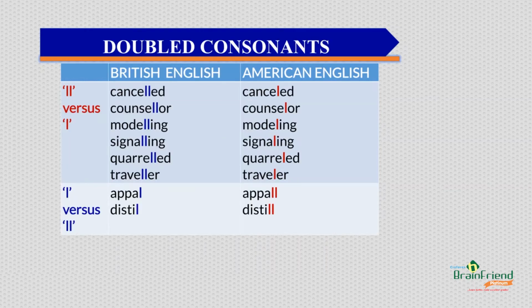Next, we have the doubled consonants. For the British English, words like cancelled, counselor, modeling, signaling, quarreled, and traveler are spelled with the double letter L, while for the American English, they are spelled with the single letter L. Also, for doubled consonants, words like appall and distill for British English are spelled with the single letter L, while for the American English, they are spelled with the double letter L.